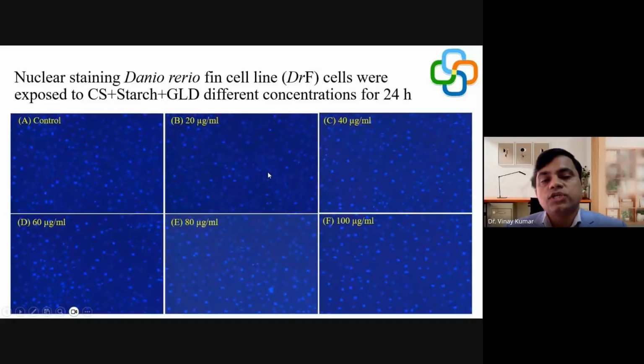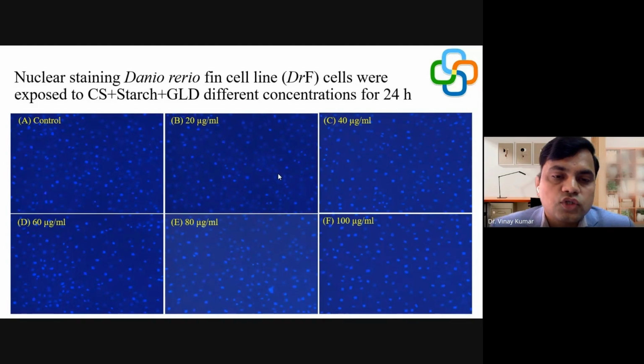Thank you. With the hydrogel at 100 micrograms per ml, the cells were able to survive, so it is not so cytotoxic. The next please.